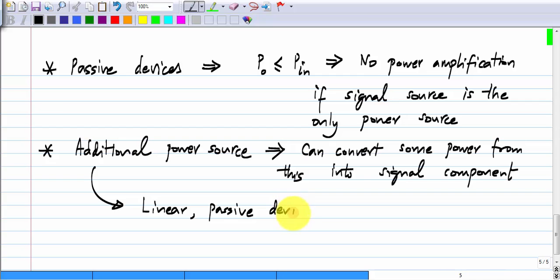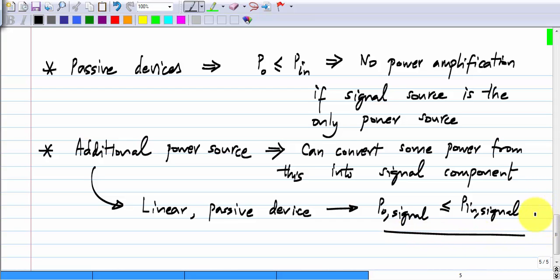and of course, all devices are passive. Then the output power in the signal component is going to be less than the input power in the signal component. This is because with a linear network, when you have two sources, that is the signal source and the additional power source, there is no effect on the output because of the signal source, just because you connected an additional power source. This is very easily seen when you decompose it into superposition with each source acting by itself. So, whether the additional source is there or not, the output because of the signal source will be exactly the same.